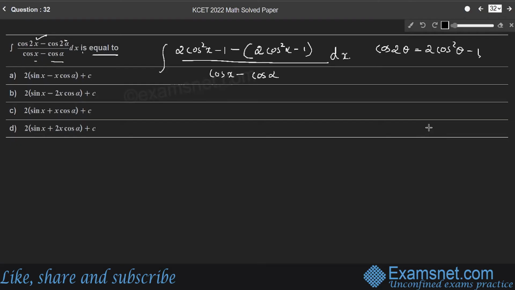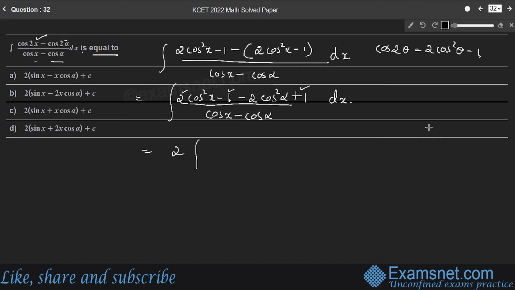dx is equal to the integral of 2 cos square x minus 1 minus 2 cos square alpha plus 1, divided by cos x minus cos alpha, dx. Here minus 1 plus 1 will get cancelled. So we'll take 2 common: 2 integral cos square x minus cos square alpha divided by cos x minus cos alpha. Here the numerator is in the form of a square minus b square, right? So it is a plus b into a minus b.